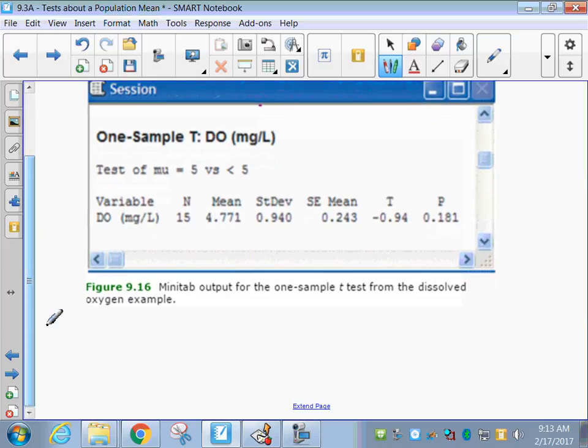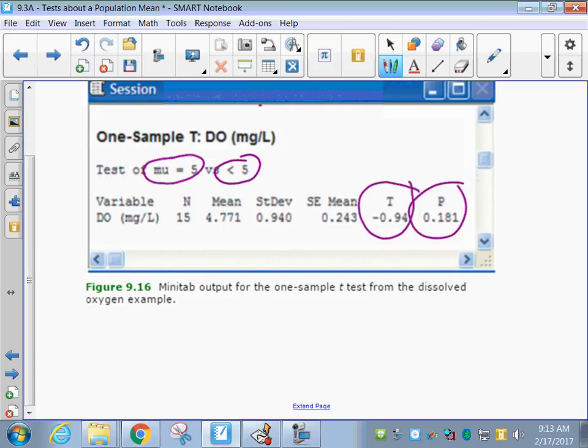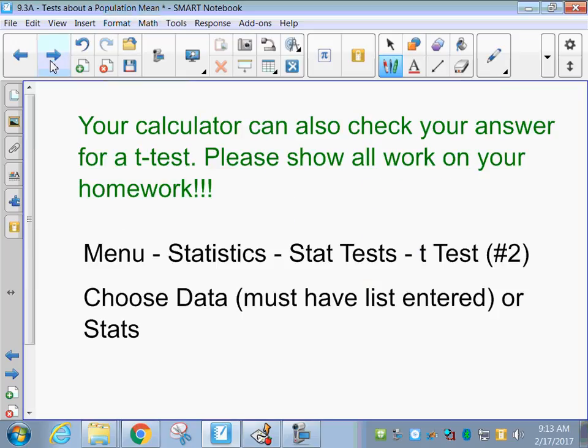Minitab, you guys. So if it looks a little different, you got to be able to read this. So mu equals 0.5, that's your null hypothesis, versus less than 0.5, that's your alternative hypothesis. We've got our n, our mean, our standard deviation that you would want to use. They give you a t-score and a p-value already. So make sure you can just read those and plug them in if they give it to you that way. Of course, your calculator does the whole t-test for you. You can choose either data or statistics to enter, but you have to know your actual statistics.